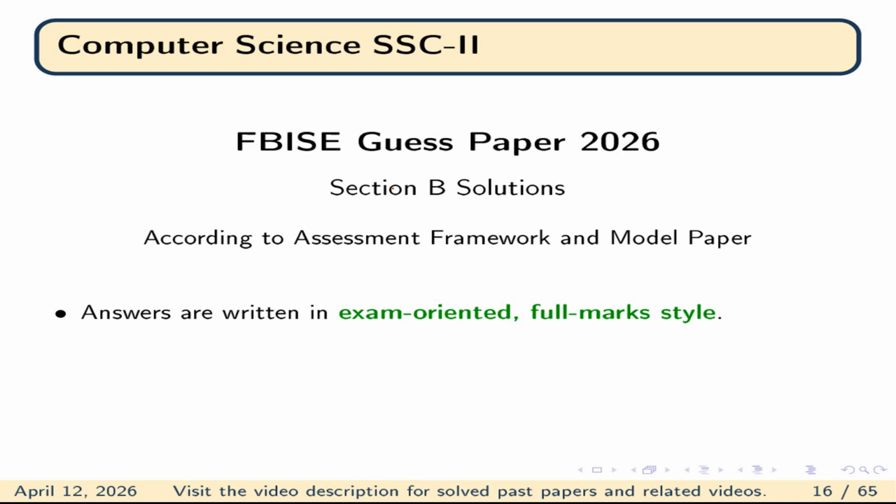The key to scoring full marks in section B is to write short, clear answers with the correct keywords and concepts from the textbook. So let's start section B.